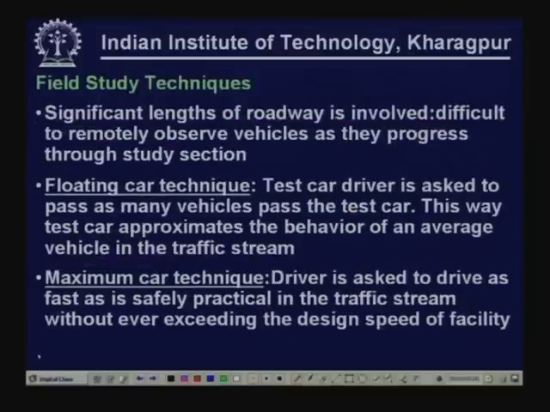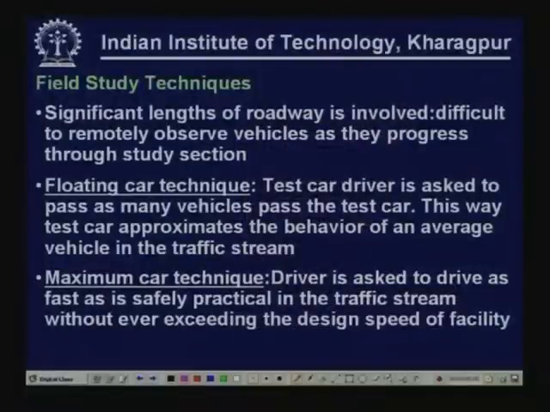Now, let us come to field study techniques. A significant length of the roadway is involved. Remember that we are carrying out a travel time delay study over a reasonable length of the road. It is not some 20 meter or 50 meter or 70 meter, 100 meter road. It is longer than that.